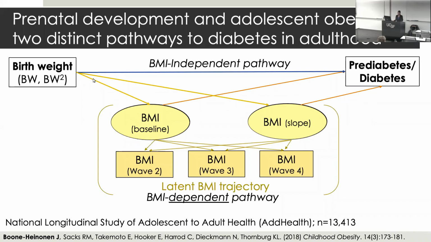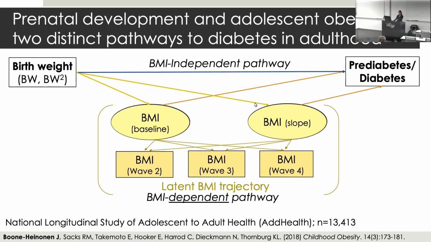But based on what we understand about the mechanisms of programming, there are other pathways. So specifically related to diabetes, changes in the pancreas. The pancreas, of course, is responsible for producing insulin, which is needed to regulate glucose. Okay, so if we have deficiencies in the pancreas that occur due to conditions that are correlated with birth weight, right? There may be this other pathway to diabetes that does not depend on BMI and obesity. Okay.